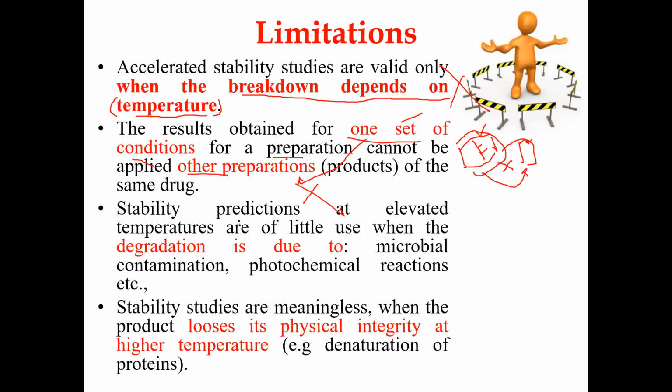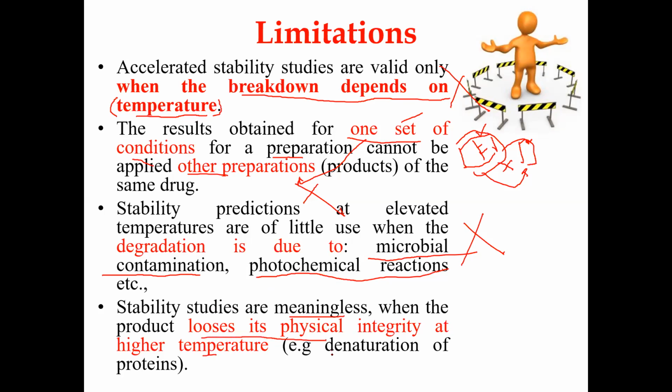Coming to the next: stability predictions at elevated temperatures are of little use when the degradation is due to some other reactions. As I just mentioned, some products undergo microbial contamination, and at that time the degradation is more. Some products undergo photochemical degradation by light, like riboflavin, which we discussed yesterday. We cannot correlate these with the temperature conditions. The last demerit is that stability studies are meaningless when the product loses its physical integrity at high temperatures.